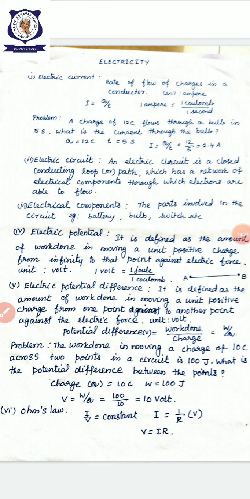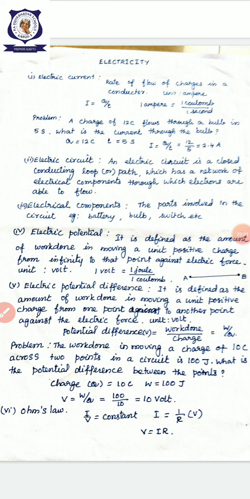Charge is equal to 10 coulomb, work done is equal to 100 joules. So what is the formula? Potential difference V is equal to W by Q. Work done is 100, charge is 10 coulomb. So 100 by 10 is equal to 10. So in between the two ends, the potential difference is 10 volt. Is it clear? V is equal to W by Q. Here the charge is 10 coulombs, the work done is 100 joule. So 100 by 10 is equal to 10 volt.